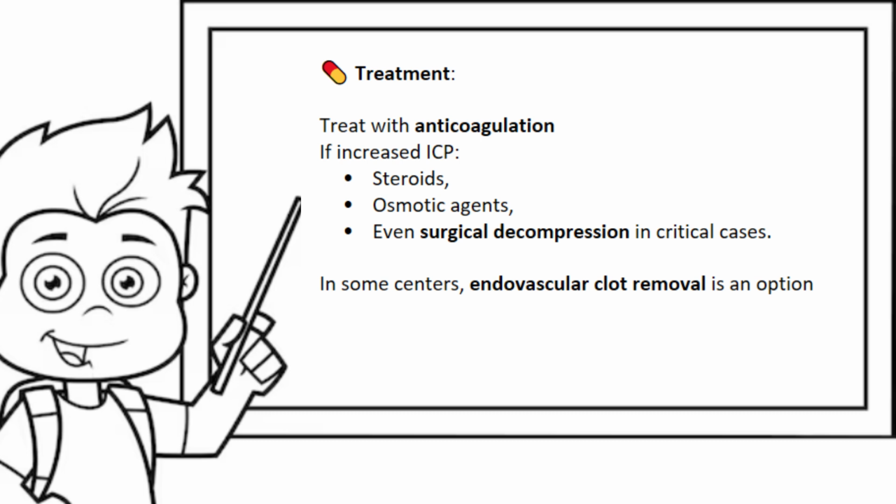How do we treat this condition? Even with bleeding, we usually treat with anticoagulation like heparin, and this is used to stop the clot from propagating. If the brain pressure builds too high, we might need steroids, osmotic agents, and even surgical decompression in critical cases. In some centers, endovascular clot removal is an option too.